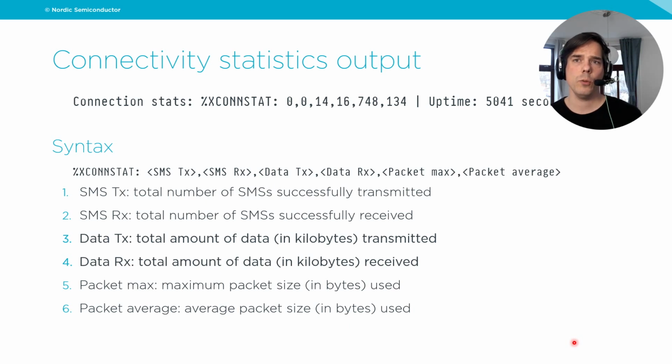And what it gives you, if you read out this data, is 6 numbers separated by comma, 6 integers that get bigger over time. So it's just accumulated every time you ask it. So it will give you, since you started monitoring, how much happened. And these numbers are numbers of SMS, not so relevant these days. What's really relevant is the number of kilobytes transmitted and received.